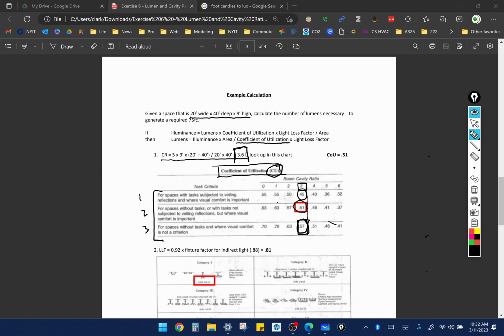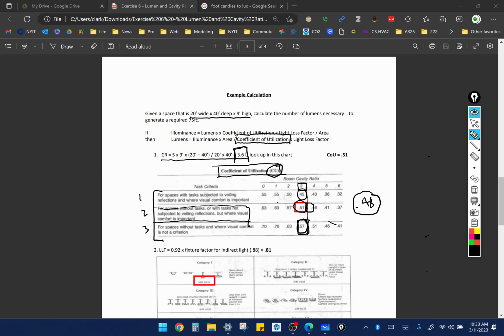So if I thought it was my space without tasks, or with tasks not subject to veiling reflections, but where visual comfort was important, I was thinking that might be a gem. I would probably make this like 0.48 or something, because I'm at 0.36. But whatever you chose, as long as it was reasonable, I would not say there was a right or wrong answer. And it's called coefficient of utilization because we're saying how much of the light can we utilize in the physical geometry of the space.